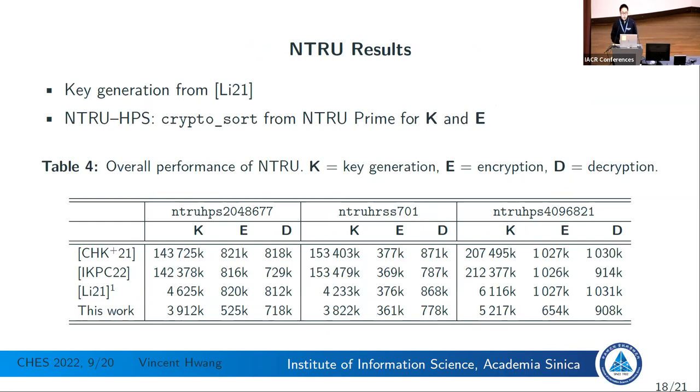For the overall performance, we integrate all the existing optimizations for NTRU. In particular, the key generation by Li21, which implements a jump divstep optimization. We also integrate the crypto sort. Actually, we replace the sorting in NTRU with the one from NTRU Prime because we found it more optimized. Finally, we also integrate the Toeplitz multiplication because it is useful for computing the inverses. So this is the overall performance result of NTRU.